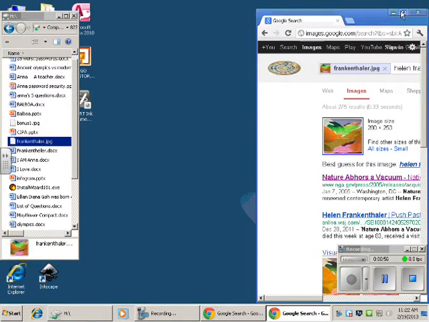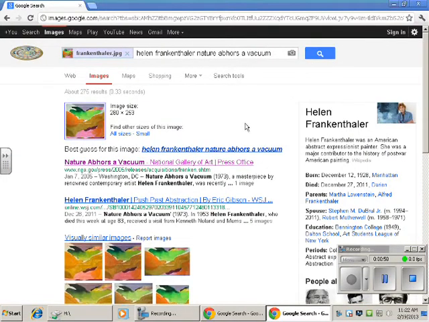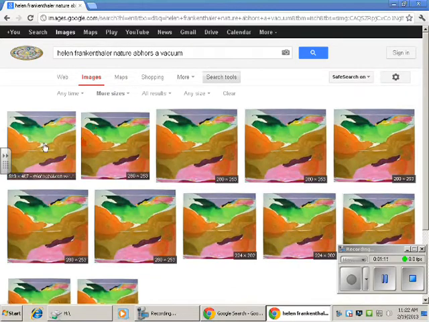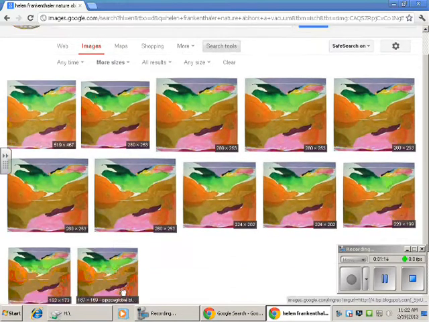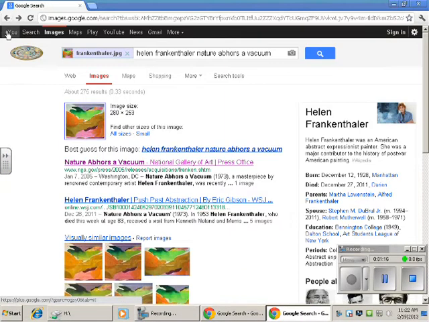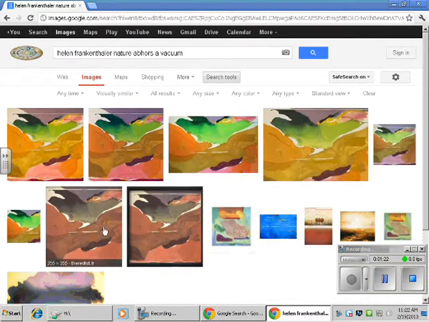And then it came up like this. So then I realized that the artist was Anna Helen Frankenthaler, and it's called Nature Abhors a Vacuum. So then I went to image size, and these were all the different sizes that it was made in. And then I went to visually similar, and I saw, hey, this is the same image but different colors.